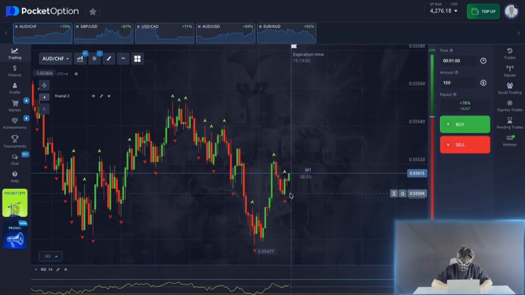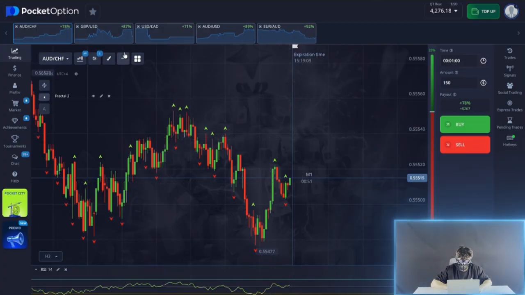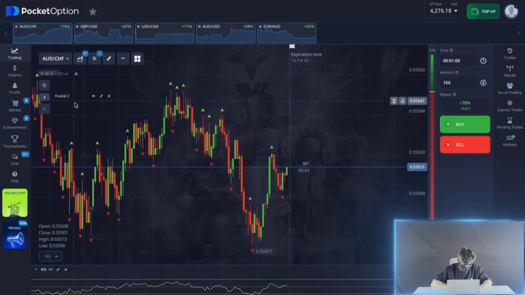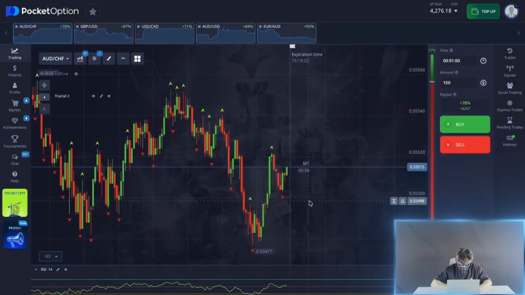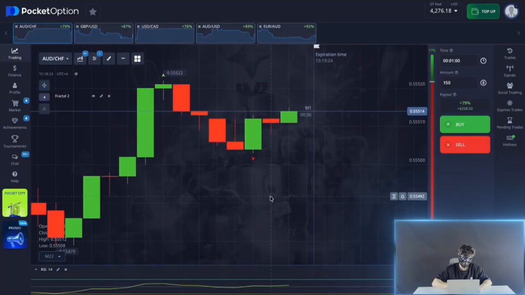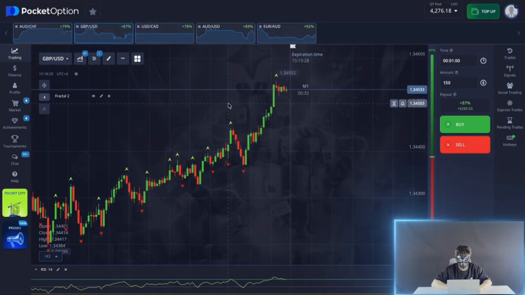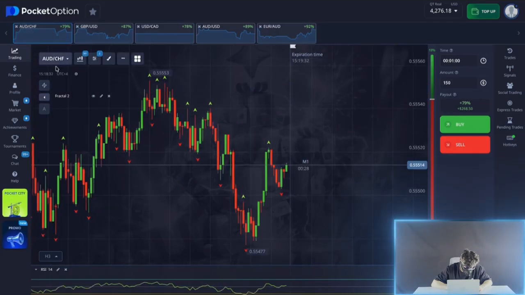Now to my trading strategy. So we are already on the Pocket Option broker. As you can see, I've already selected the currency pairs. And as you can clearly observe right here, I'll be using the fractal indicator and the RSI oscillator now. The strategy is absolutely perfect for complete beginners and for those who do not have a great deal of trading experience yet. So, we are currently looking at this specific currency pair right here.